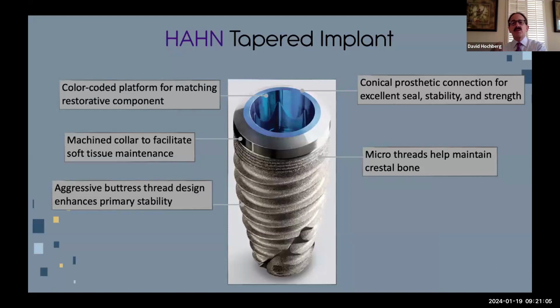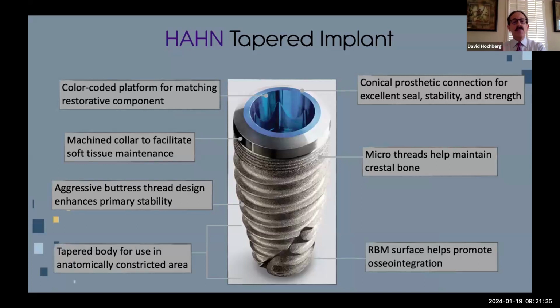They're sharp, they're deep, they're buttress threads, and those are designed to provide primary stabilization. Primary stabilization is so important for an implant, especially when you're placing it in softer bone, type 3 bone in the posterior maxilla, or even in an immediate extraction site. If primary stability can be achieved, osseous integration is more predictable.